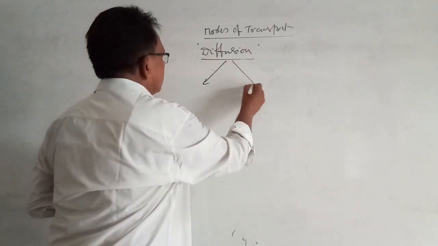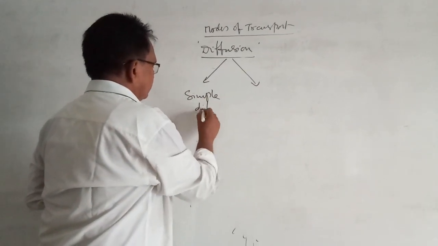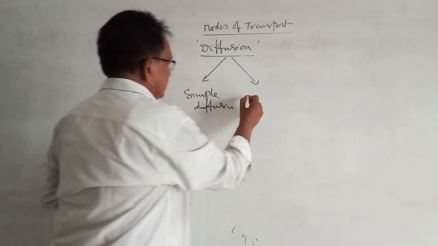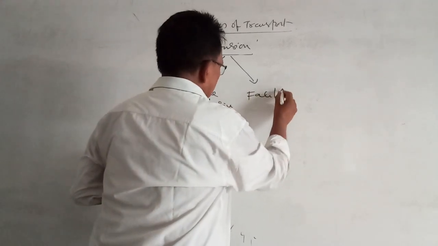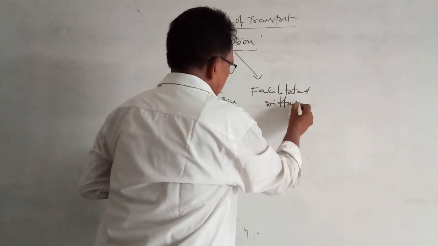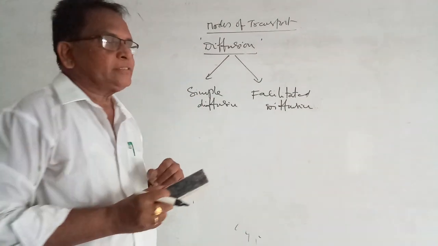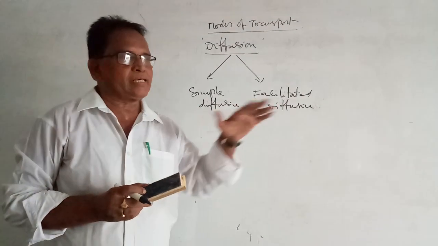Diffusion is of 2 types. The first one is simple diffusion. The second one is facilitated diffusion. For this simple diffusion, there is no need of any facilitator.